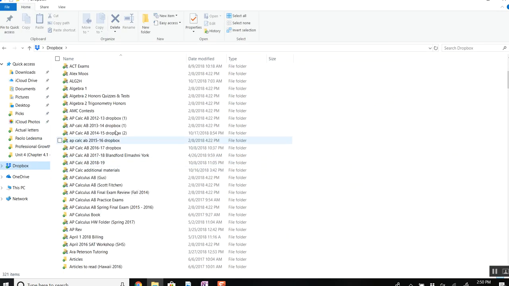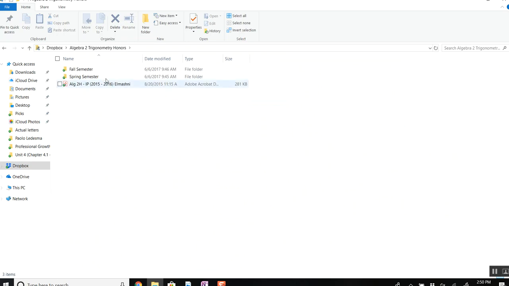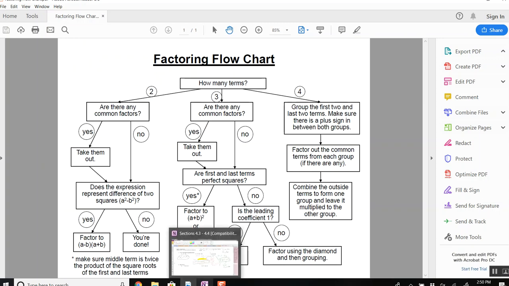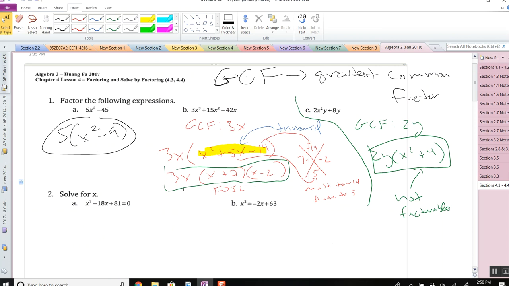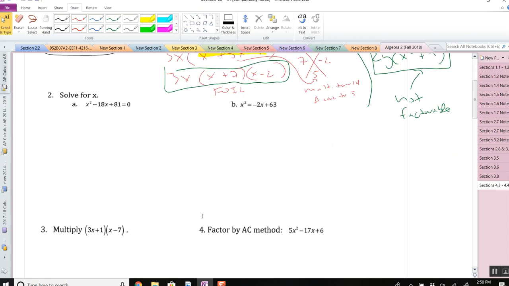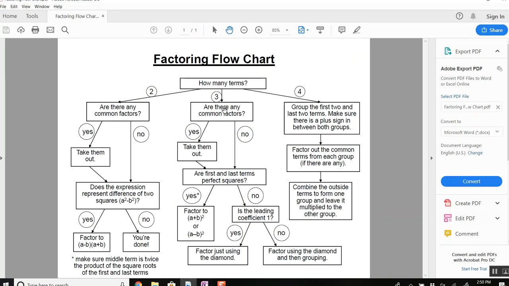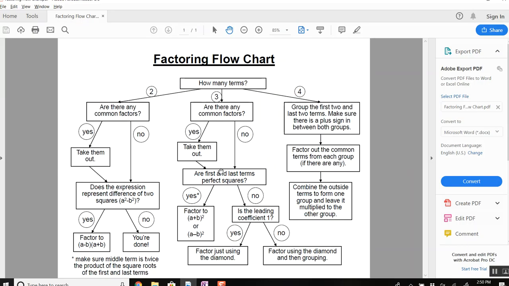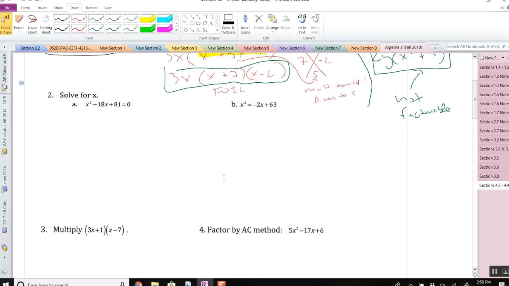And actually, it just kind of dawned upon me, I do have a factoring flow chart here that might help. Yep, there we go. I'll post this to Schoology, but something you can think about, and I'll come back to that when we approach some other polynomials to factor. So in this case, we have 3 terms. Are there any common factors? Nope. They don't all have x in common. There's no other numbers in common. Are the first and last terms perfect squares? Actually, they are.